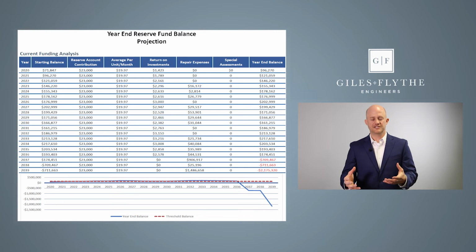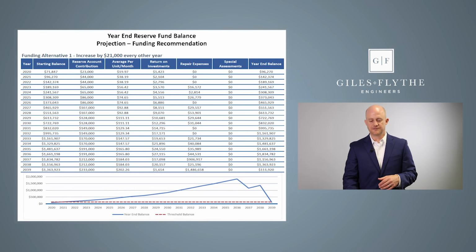So after we review this information, we then develop funding recommendations. The reserve study is going to have some funding recommendations to help give you a tool to budget for those reserve expenses and not run out of money and have enough funds in that reserve account to pay for the roofing projects and pay for the asphalt paving projects without having to do special assessments, without having to get a loan. So if you look at this next page, we have our funding alternative number one.